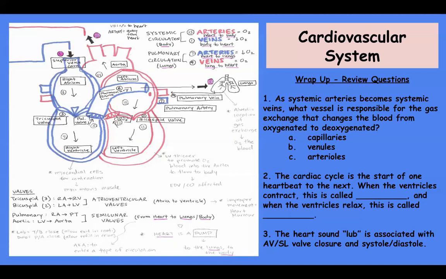But we can't just go from arteries to veins. There's got to be this connection, right? What vessel is that connection between arteries and veins, or vice versa, veins and arteries as well? Is it capillaries, venules, or arterioles? This is one of those questions where it's like, which one's the most correct? Let's think about gas exchange, actually, my bad. Gas exchange, that's what the question's asking. All right, I see some comments in the chat, capillaries, okay.